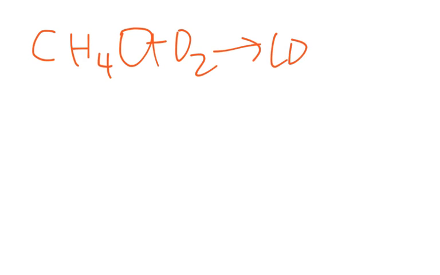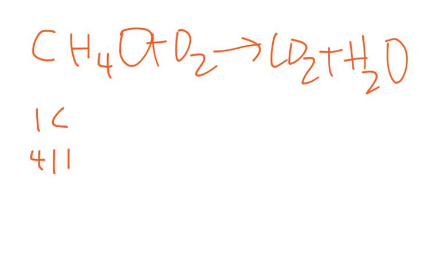So this is another combustion reaction involving CH4O plus O2, which becomes CO2 plus H2O. So how do we balance this? Well, let's count the number of atoms on each side. So on the left, we have 1 carbon, 4 hydrogens, and 3 oxygens. On our right side, we have 1 carbon, 3 oxygens.